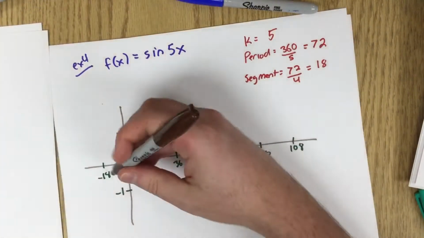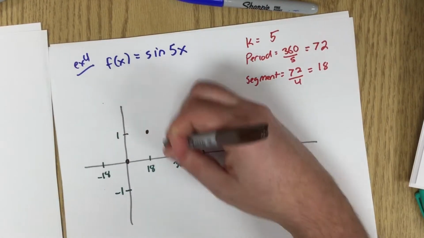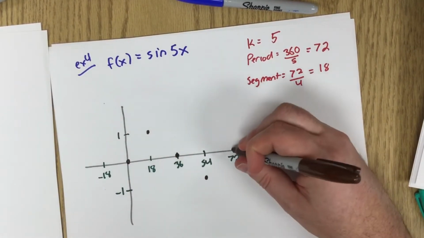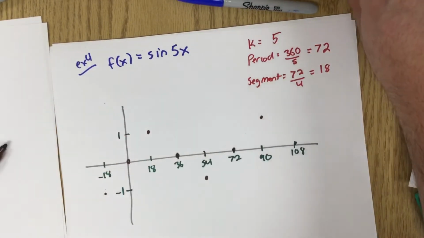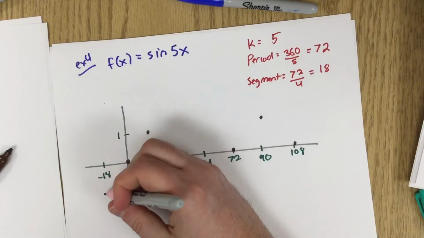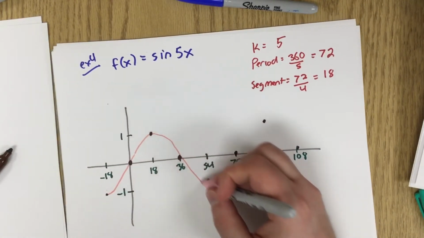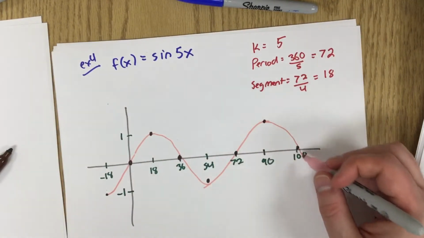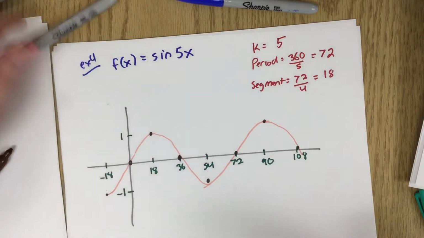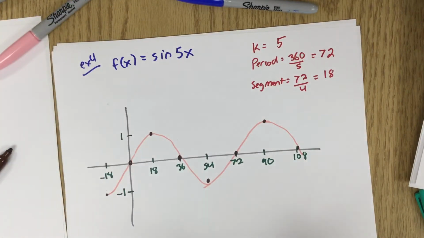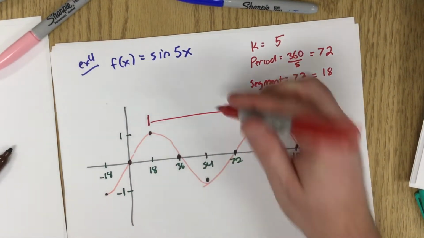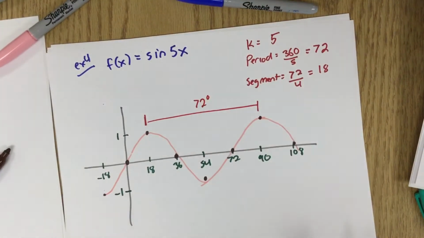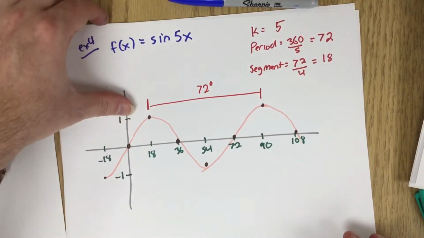It's a sine graph, so it starts in the middle, maxes out there, like so. And it looks something like this. And we can see that the period really is going to be 72, right? So if we go, for example, from the top over there to the top over there, the period is going to be 72 degrees. Okay.